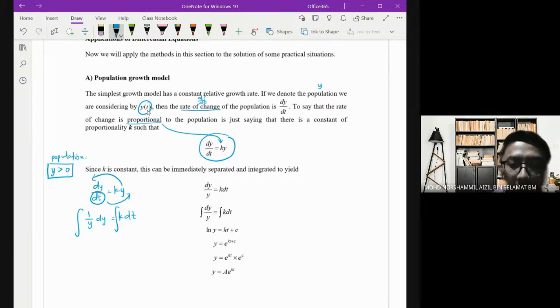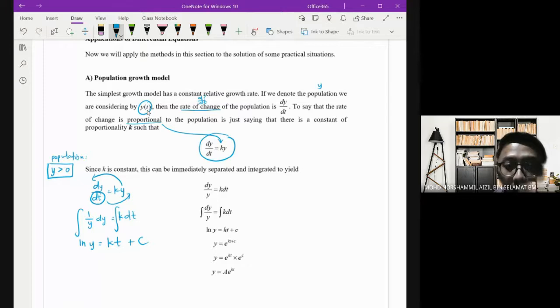Alright. So integrating 1 over y, kita akan dapat ln modulus y kan. Ln modulus y. But since y always positive, so we can let it be ln y only lah. ln y equals to k integrating 1 with respect to t, so kt. And then don't forget plus c. Okay. So that's why you obtain this one. And then to eliminate ln, because we want to keep y only in left hand side. Okay, kita nak jadikan y sahaja sebagai subject.